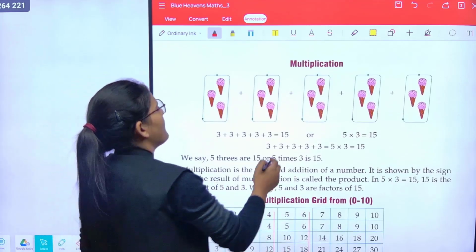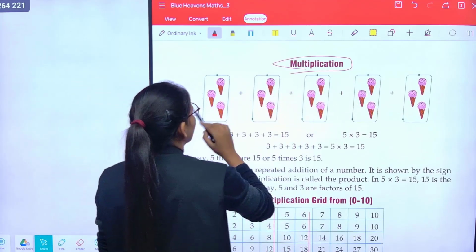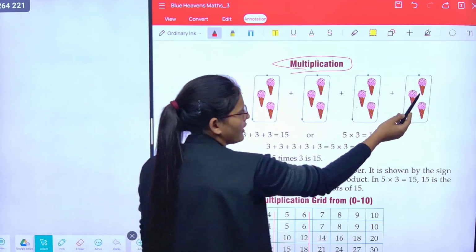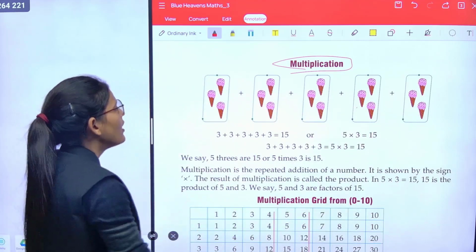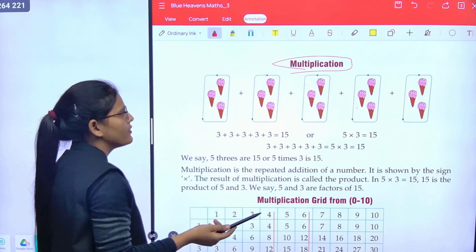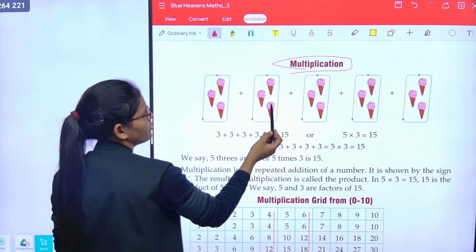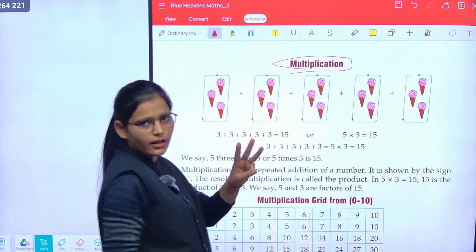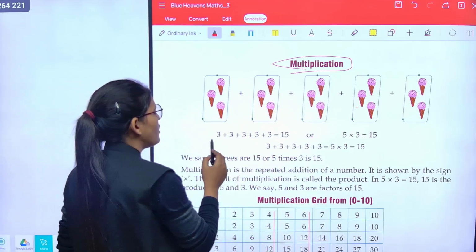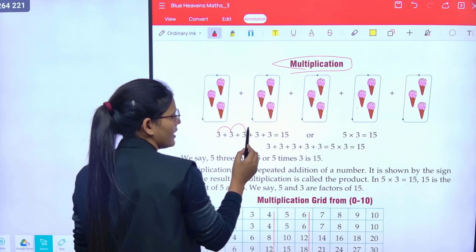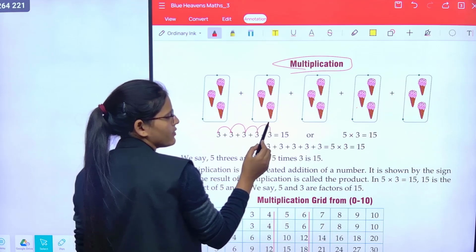Now, multiplication. See, how many groups are there? 1, 2, 3, 4, 5. 5 groups are there. Now, how many ice creams are in each group? 1, 2, 3. 3 ice creams in each group. Now 3 plus 3 is 6, 6 plus 3 is 9, 9 plus 3 is 12, 12 plus 3 is 15.